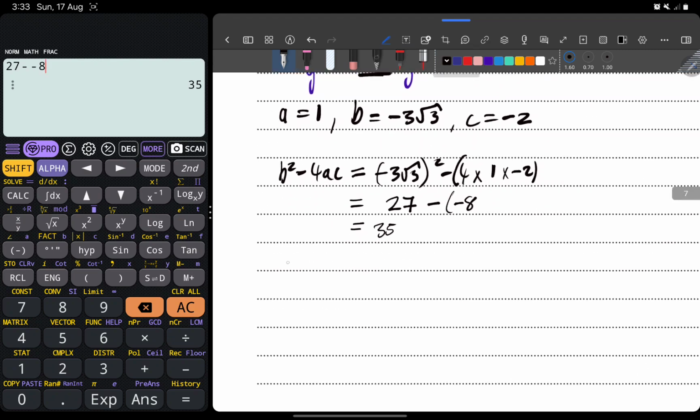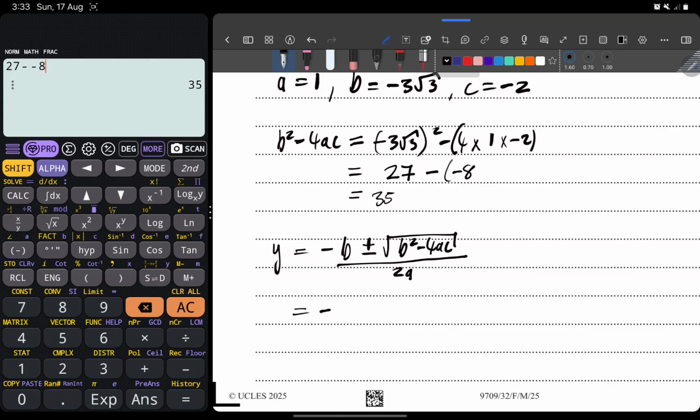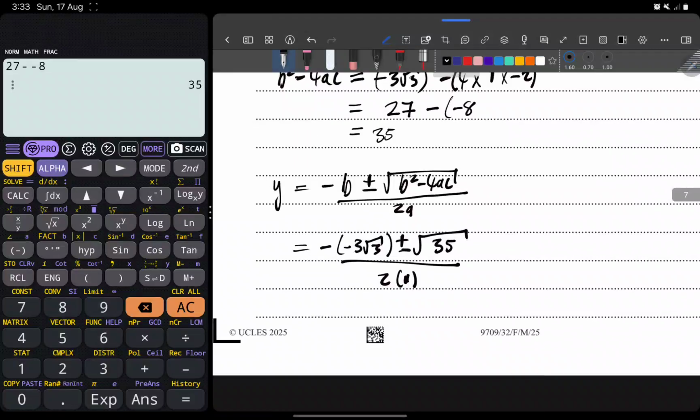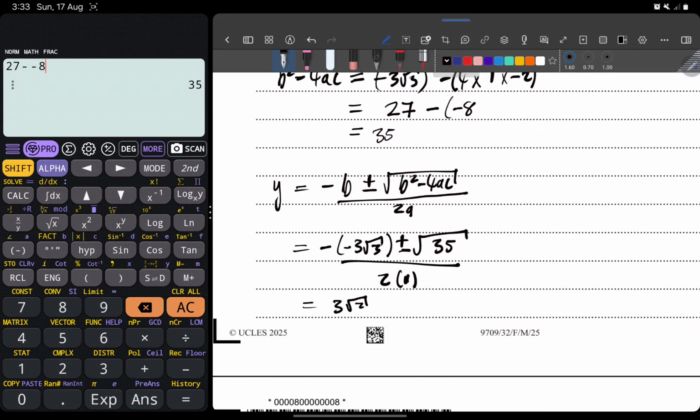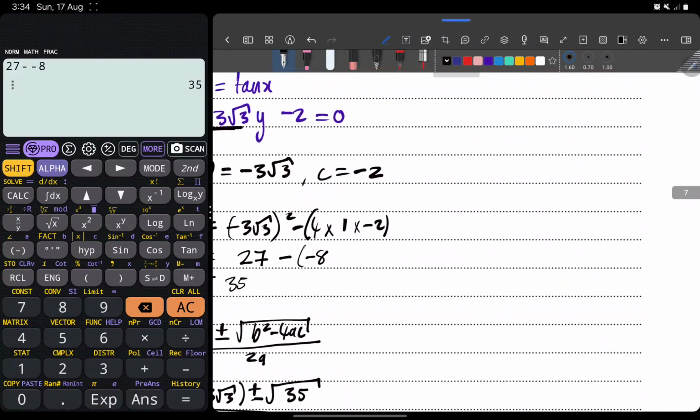So now we're going to say y is equal to minus b plus or minus the square root of b squared minus 4ac all over 2a. Because it's the y we're looking for, which is minus of b, which is minus of negative 3 root 3, then plus or minus the square root of b squared minus 4ac, which we already got as 35, all over 2 times a, which is 2 times 1. Which is now going to be 3 root 3 plus or minus root 35 all over 2. This is going to be your y. Now we continue on the other side.